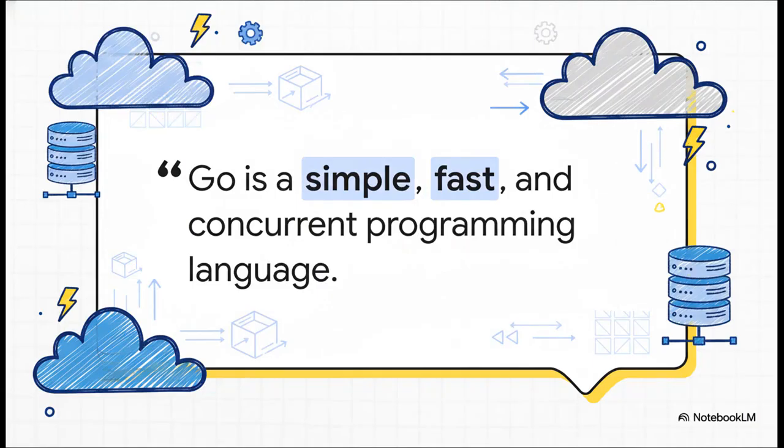And this right here gets us to the core philosophy of Go: simple, fast, and concurrent. And listen, these weren't just some slick marketing buzzwords. They were the actual guiding principles meant to solve Google's biggest headaches. So let's see what that really means in practice.